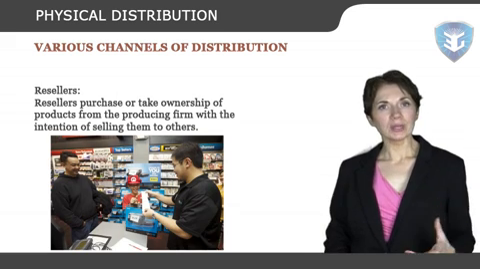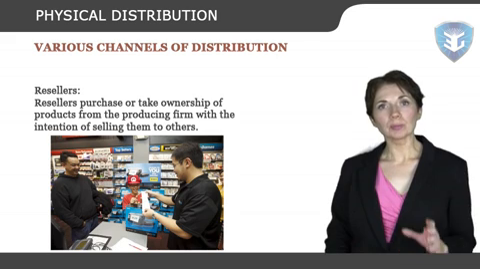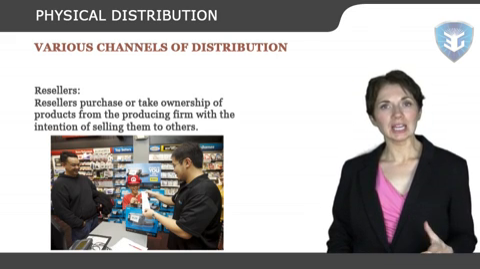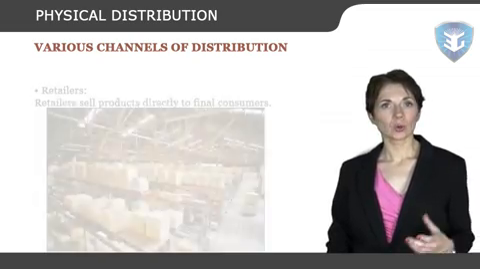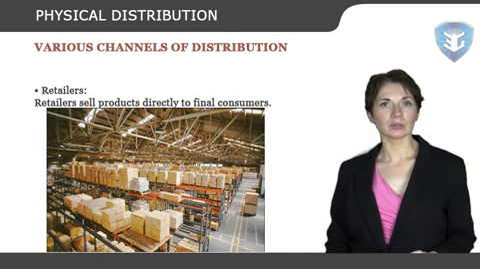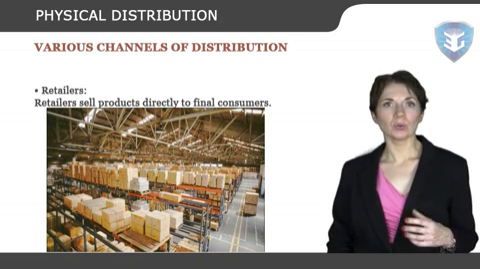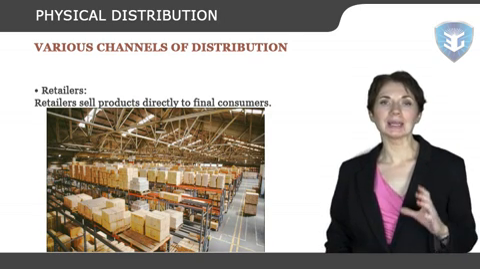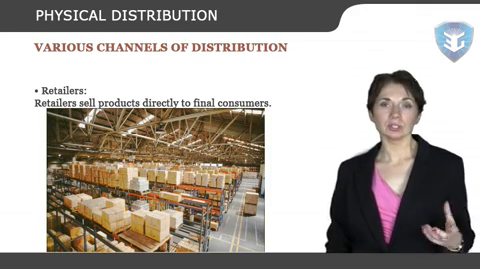Resellers. Resellers purchase or even take ownership of products from the producing firm with the intention of selling them to others. The most common categories are retailers. Retailers sell products directly to final consumers. Adding a retailer is most common when it is large and can buy in big quantities from the producer, or when the cost of inventory makes it too expensive to use a wholesaler.